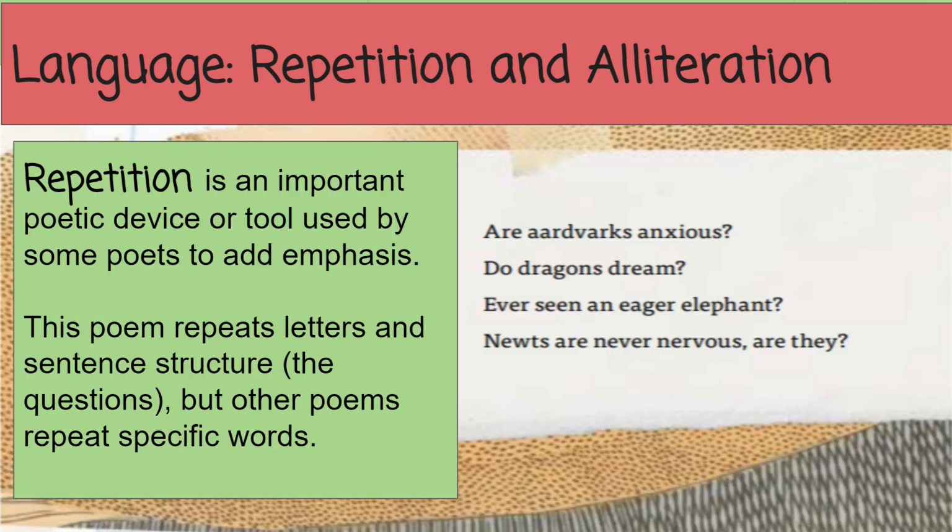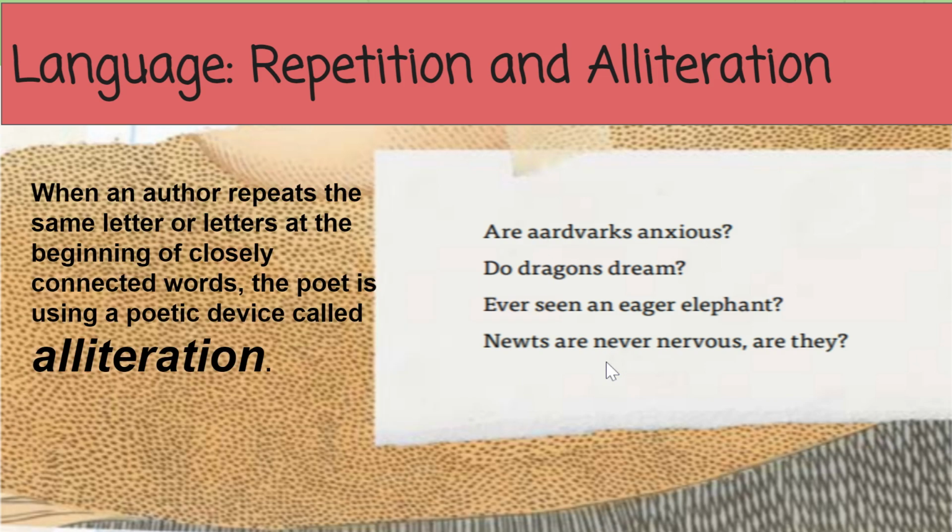So repetition is an important poetic device or tool used by some poets to add emphasis. This poem repeats letters and sentence structures, the questions, but other poems repeat specific words. So again, this poem is repeating the starting letter of words, as well as the formation of each line being a question. When an author repeats the same letter or letters at the beginning of words closely connected, we call that alliteration.